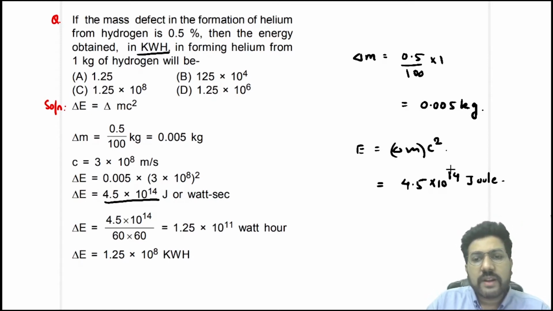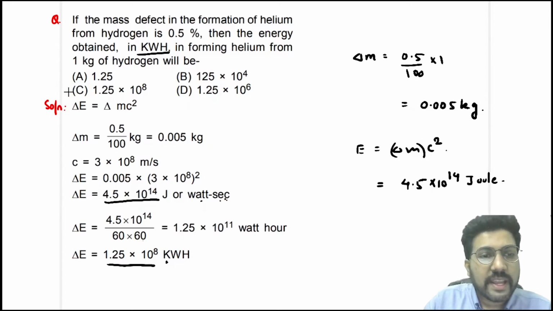So you have to convert this joule into kilowatt hour. Okay. Now what you have to do is, because joule is watt into second, you have to convert it into watt into hour, and then you have to divide it by 1000 further, right? In that case you will get kilowatt hour. So when you first make it watt hour, you just have to divide it by 60 into 60. Then you have to further divide by 1000 to get kilowatt hour. So the answer that will come out is 1.25 into 10 raised to the power 8 kilowatt hour.